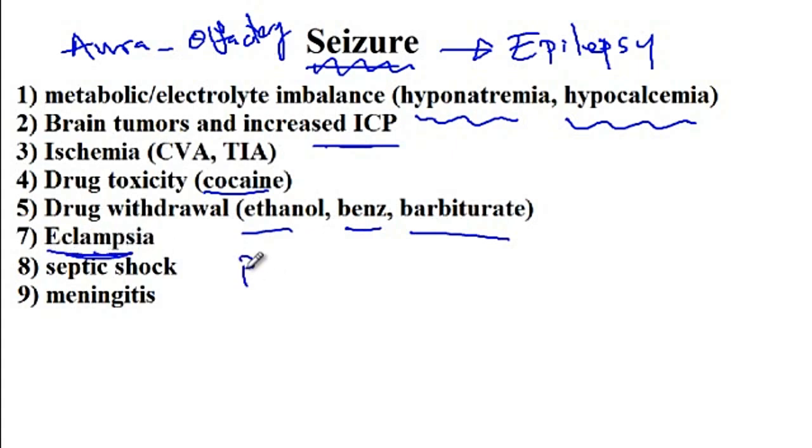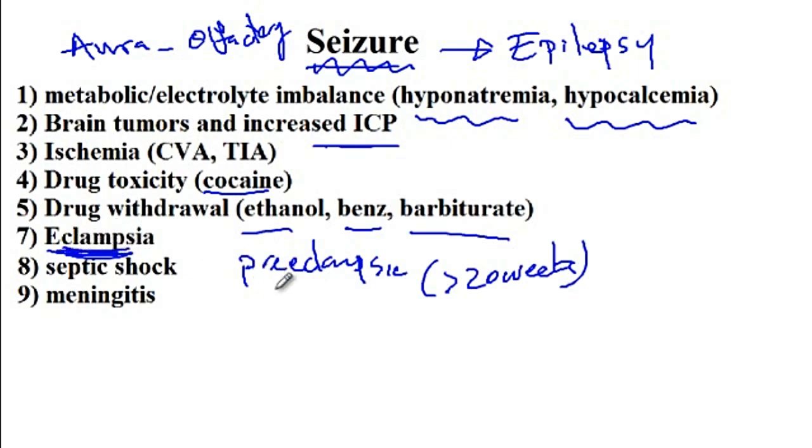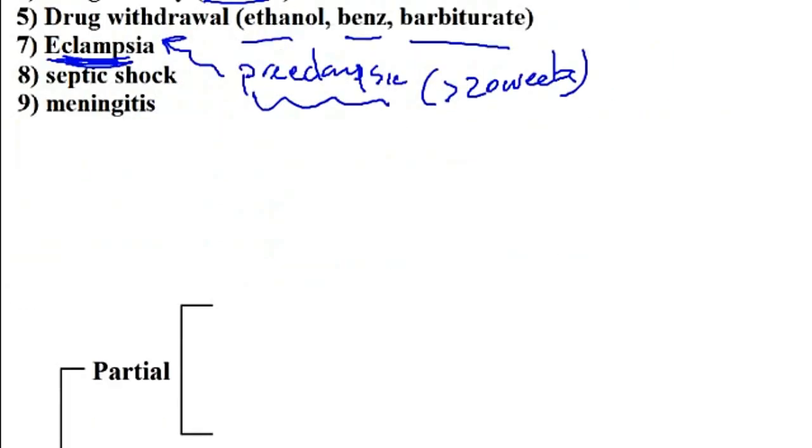So patients that have preeclampsia, which means that they have pregnancy-induced hypertension with proteinuria and edema after 20 weeks of gestation, if these patients develop seizure, then the diagnosis would be eclampsia. So the terminology changes from preeclampsia to eclampsia. And then septic shock as well as meningitis are other causes of seizures.